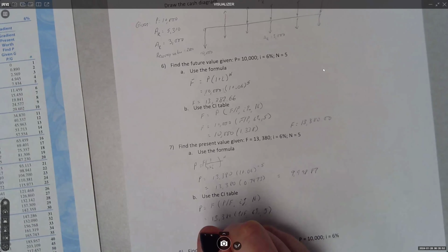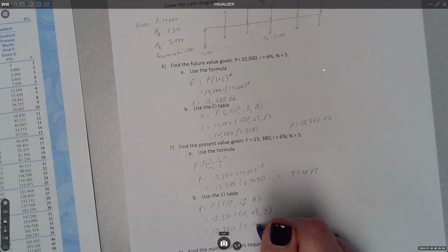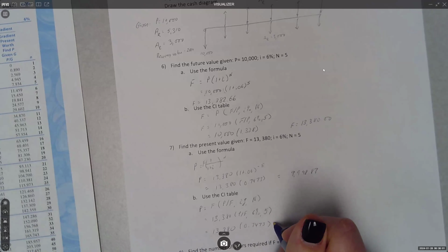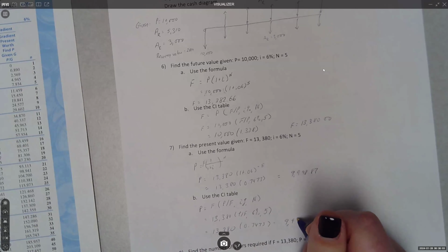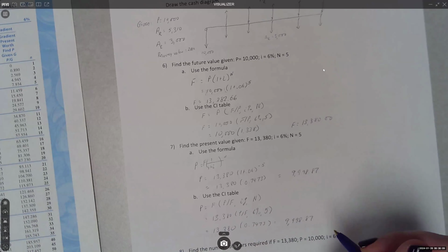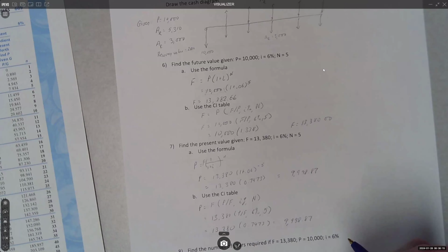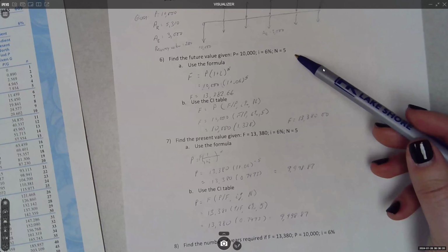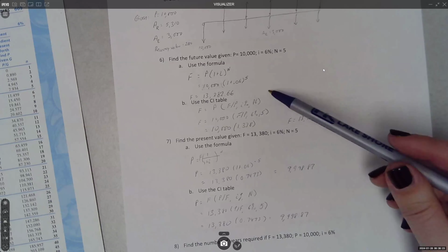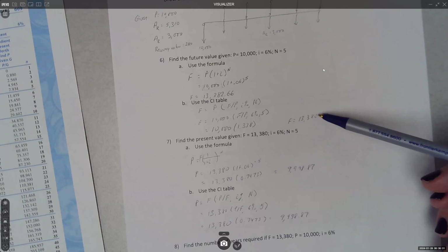Just as it was above, 13,380 times 0.7473. And so, of course, we're going to get the same answer because it's the same numbers. So again, we're off by $2.13 from the initial 10,000 we started with. Why? Because these factors are all truncated. Because we're rounding, I started here with 10,000. I did 6% interest over 5 years. If I did it by hand, I had $13,382.66. Compound interest tables truncated that to 13,380.